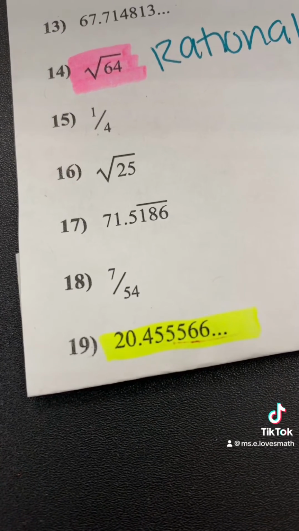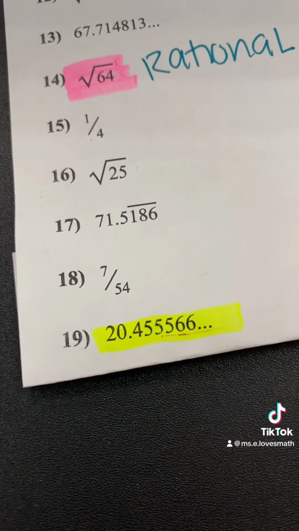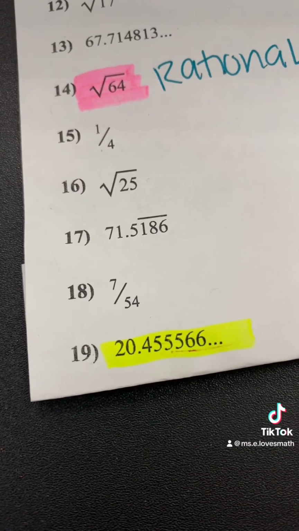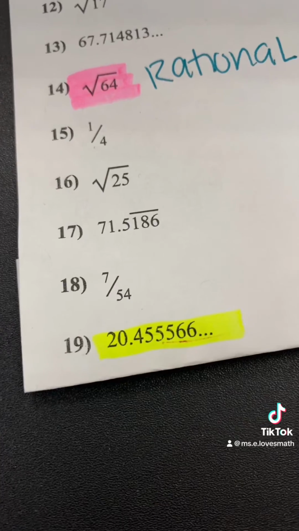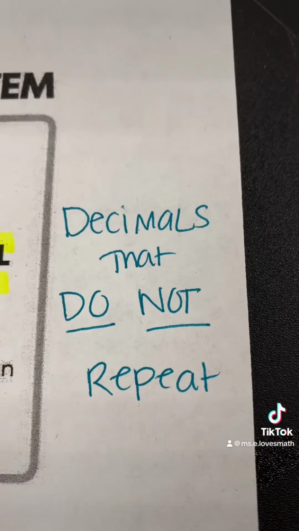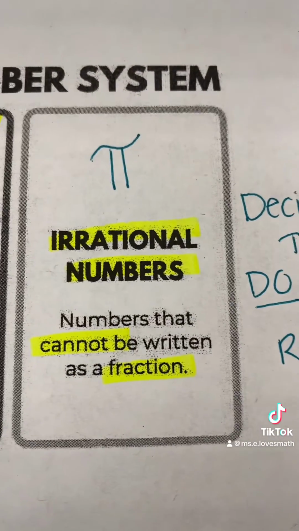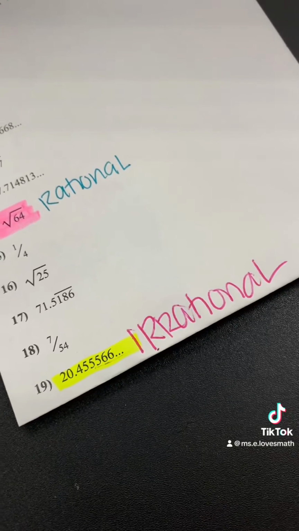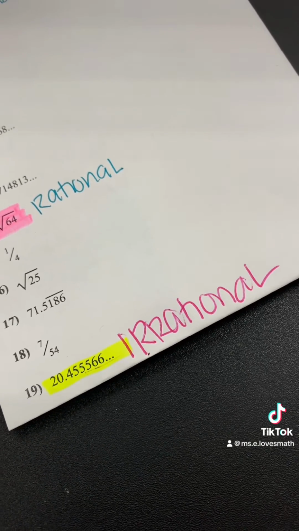Let's take a look at number 19. This decimal does not repeat. It goes on forever, but it does not have a pattern. Since it does not repeat, that makes it irrational. So we will classify number 19 as irrational.